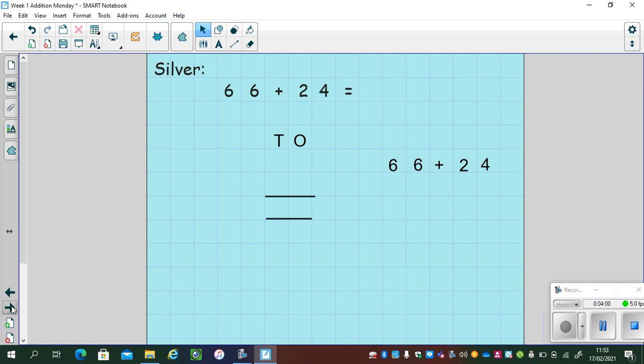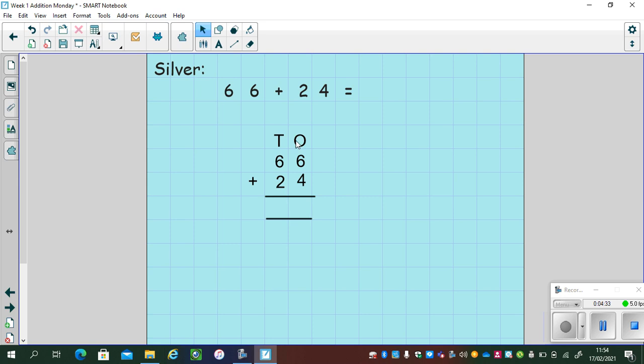Let's move on and have a look at an example of silver. So that's a 2-digit add a 2-digit number. So we've got 66 add 24. So 66 is 6 tens and 6 ones. The add symbol goes at the side. 24 is 4 ones and 2 tens. You see that they're all lined up in the correct column. The ones are underneath each other, the tens are underneath each other. This is really important in order to get your calculation correct.